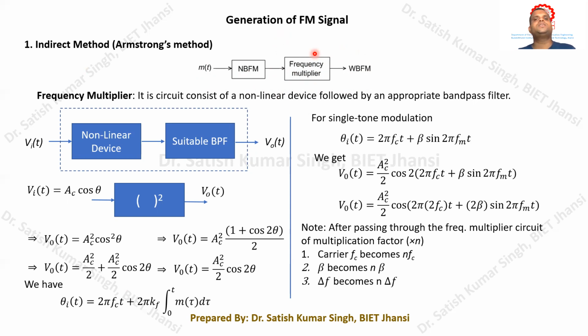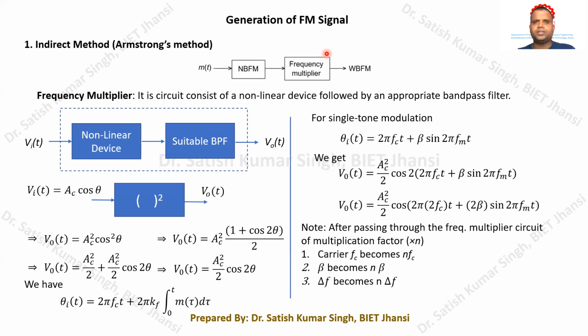Before going into the details of this indirect method of generation of the WBFM signal, I would first like to explain what a frequency multiplier is. First we understand the functionality of the frequency multiplier, then the functionality of the mixer circuit, and only then will we be able to understand the indirect method of generation of our FM signal.